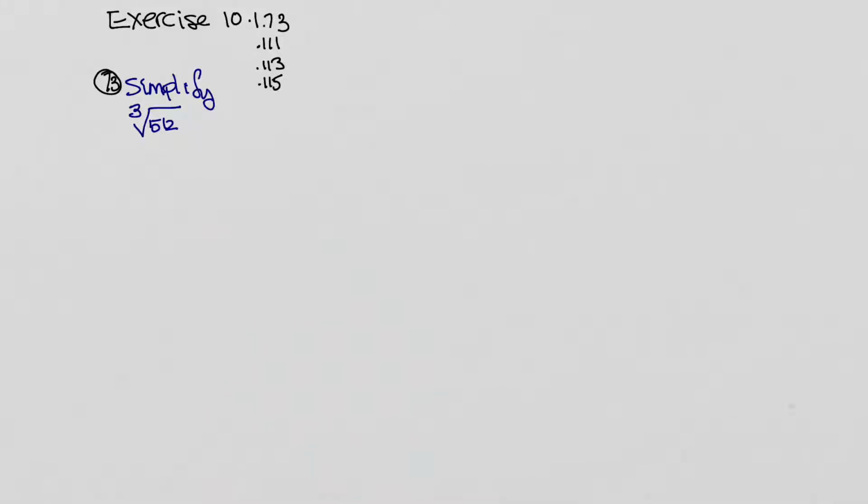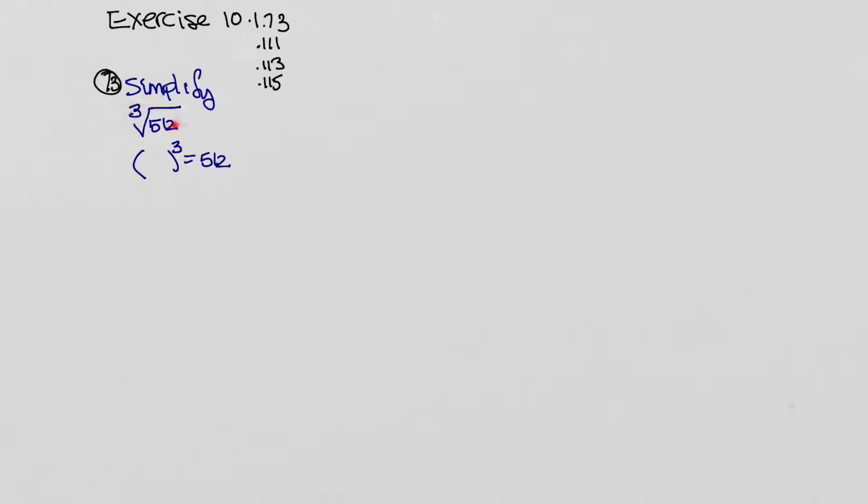Here in number 73, we're supposed to simplify the cube root of 512. Okay, now what we're looking for is this. We are looking for a number that when we raise it to the third power, we get 512. That's the meaning of this.